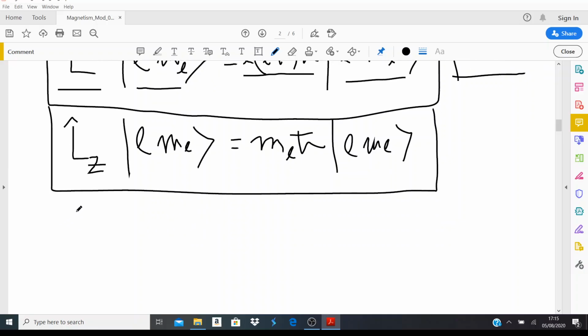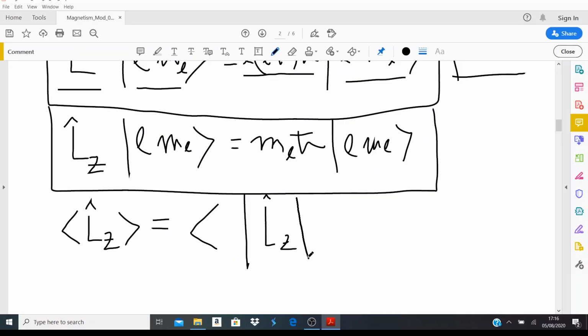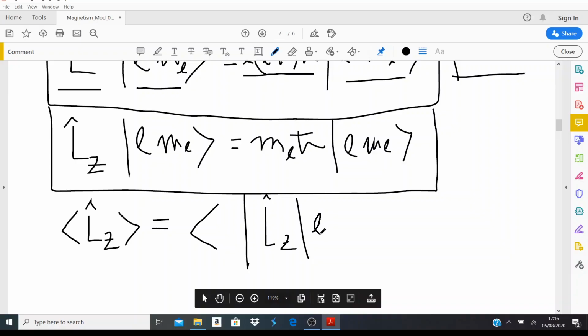Let's say you are asked to find the expectation value of this operator, L_z. Now we are trying to find some expectation value, and you know from our previous discussion that whenever you want to find an expectation value, you need to know which state you are talking about. When you want to evaluate L_z, we need to put this operator between a bra and a ket, and you understand what the bra and the ket should be.